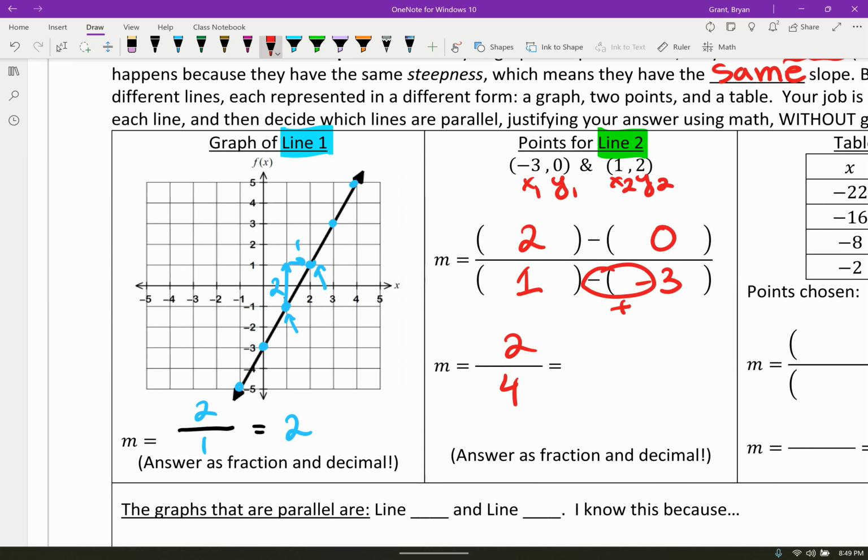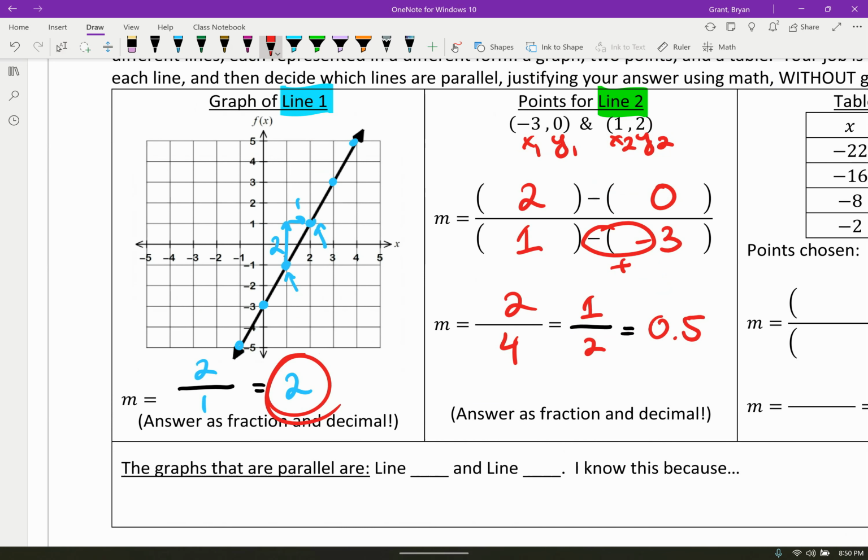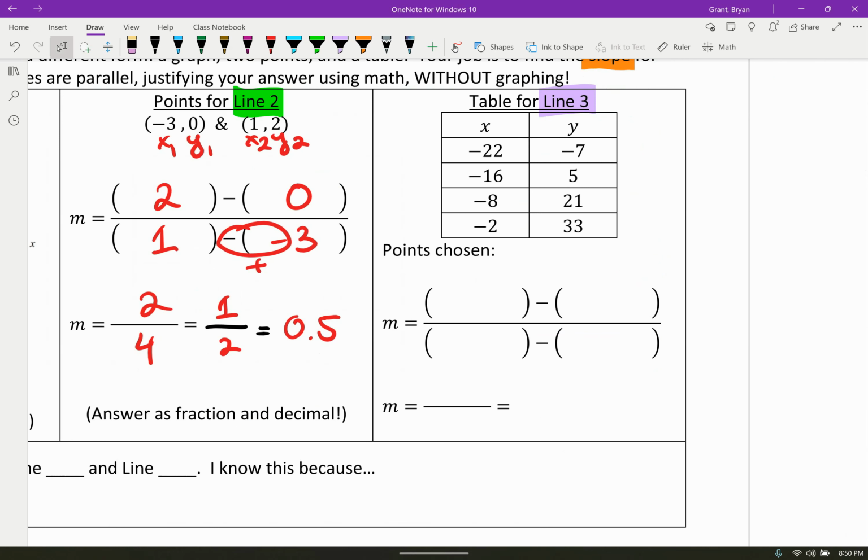And although you could leave it as 2 over 4, hopefully you would know how to reduce that fraction dividing by 2's, right? Doesn't that give us the fraction 1/2? 2 parts out of 4 is the same as 1 part out of 2. And I bet you even know the decimal equivalent for 1/2, right? That's 0.5. So if we ask each other, are line 1 and line 2 parallel? Certainly not. Line 1 has a slope of 2, line 2 has a slope of 0.5, and those are not the same, not parallel. All right, must come down to line 3 then.